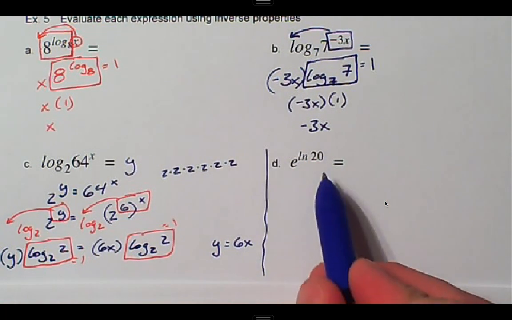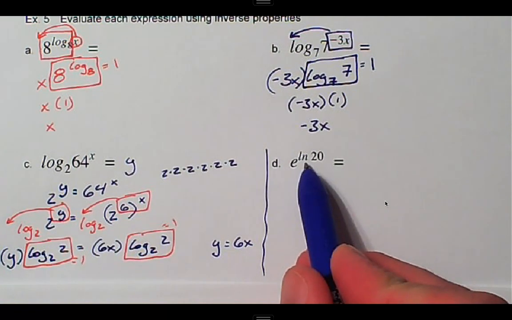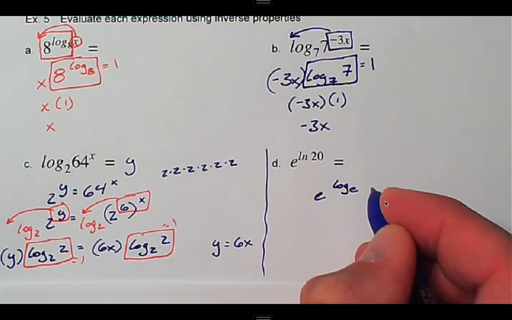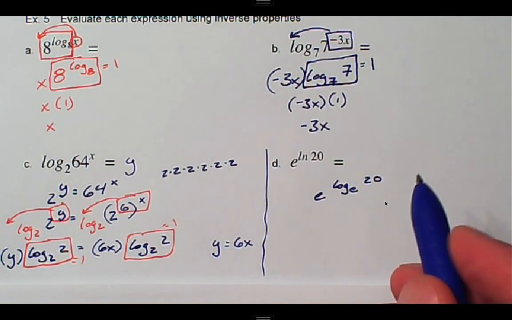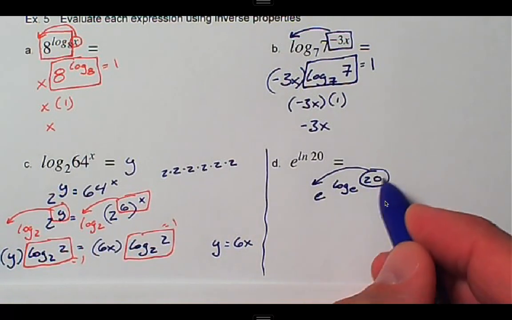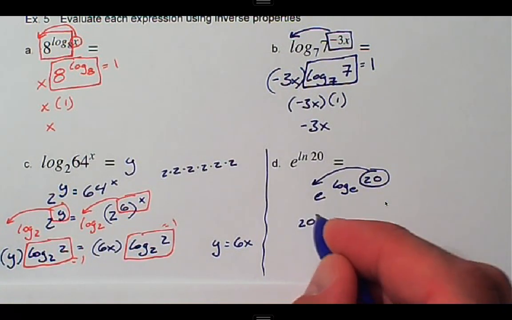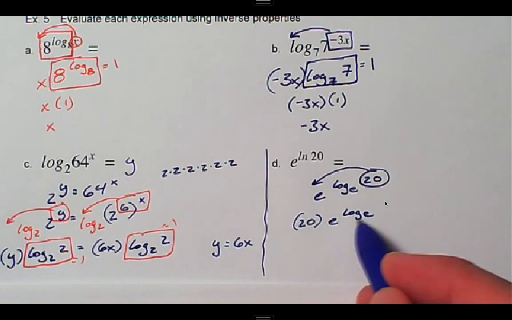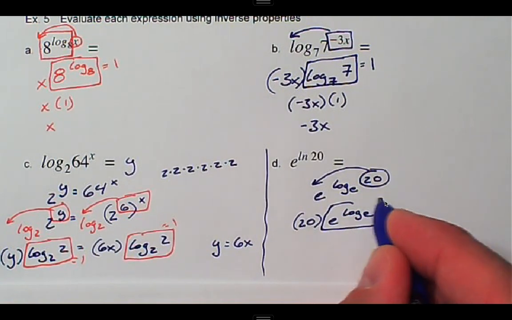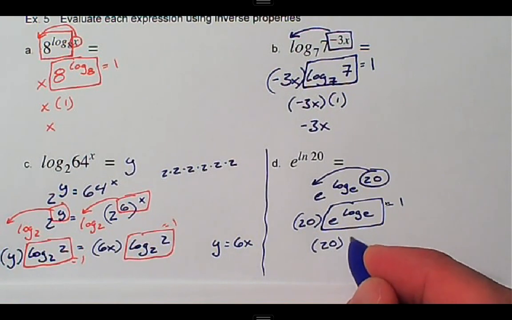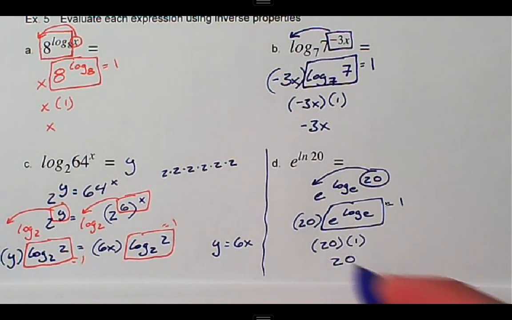In this case, we have e to the natural log of 20. Remember that the natural log, another way that we can write that is log base e of 20. So we can take the 20 and move it out to the front. So we have 20 times log base e of e. In this case, we know that this is equal to 1. So we have 20 times 1, which is just equal to 20.